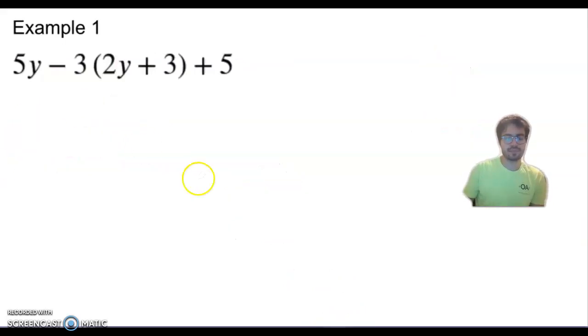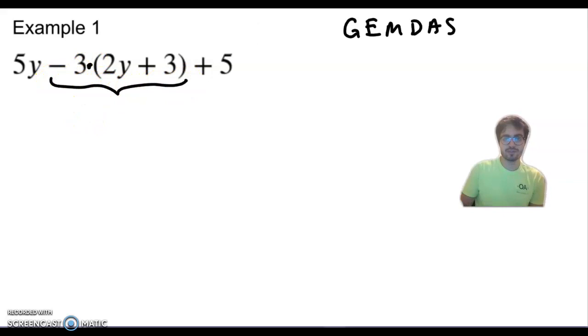Okay. Now let's look here. Here's my first example. I have 5y minus 3 times 2y plus 3 plus 5. Let's think of GEMDAS. I look at my group. Here's my group, 2y plus 3. I can't do anything with it. And there's no exponent, so then I have to do the multiplication. Okay, multiplication has to go first. This is -3 times 2y plus 3. So this is what I have to do first.